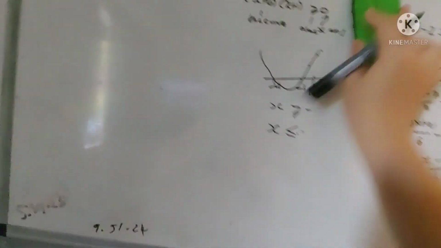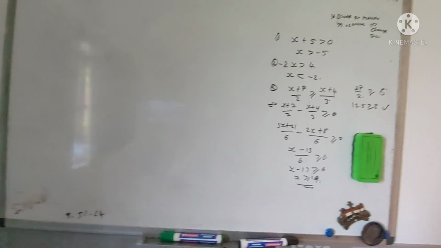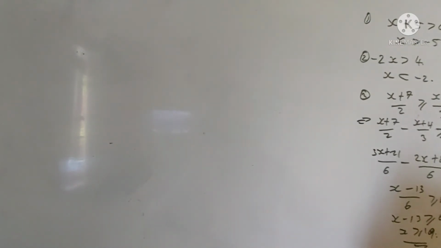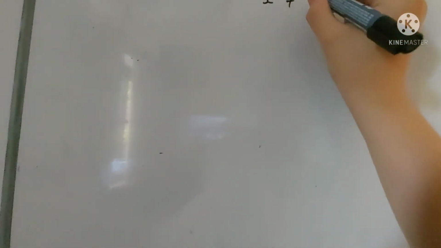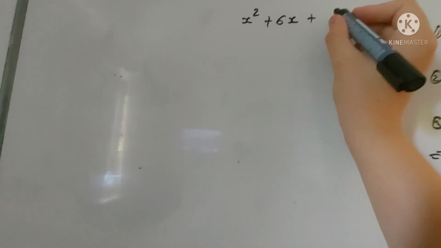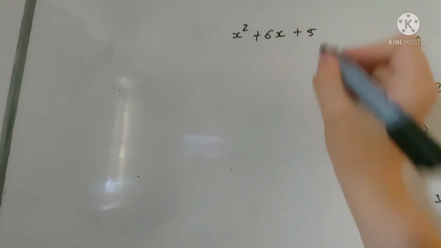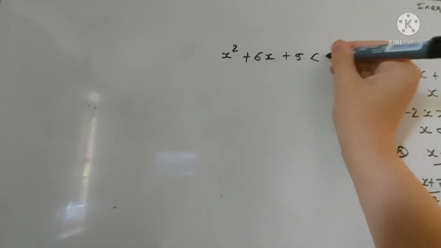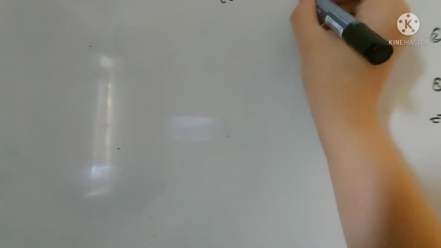Now, that's too basic for us, so let's make it a bit difficult, shall we? Let's say we had x squared plus 6x plus 5. Okay, so we want to find where the graph is less than 0. How do we solve that? Well, we can do x plus 5 and x plus 1, so factorising again.